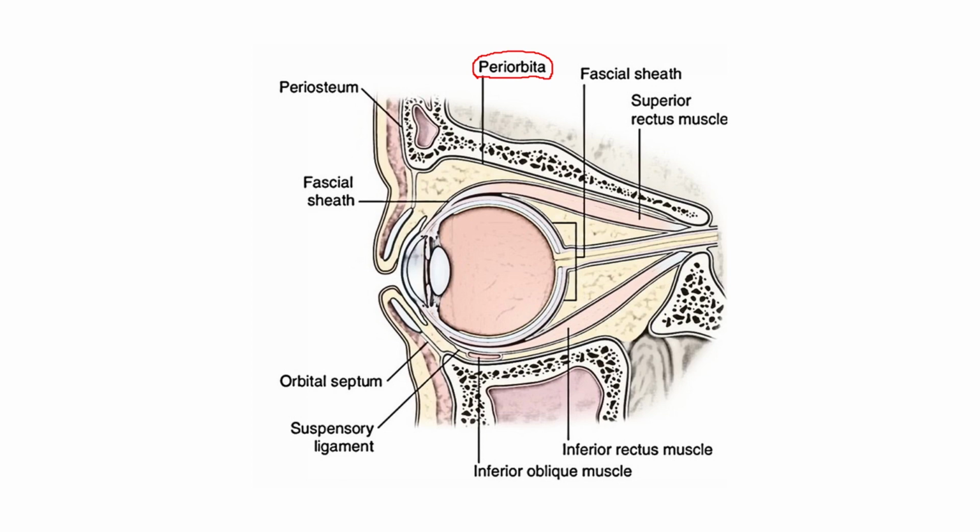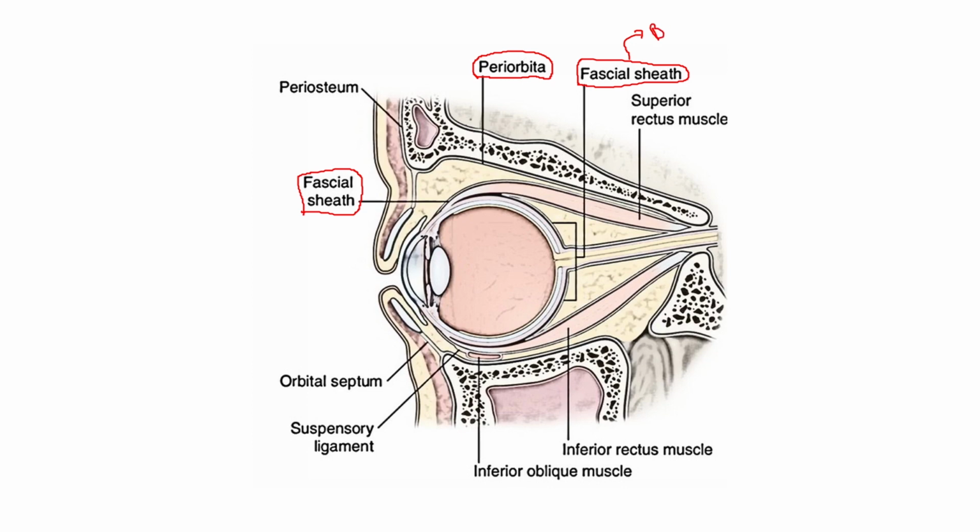Now the second structure that makes up the orbital fascia is the fascial sheath. So what's the fascial sheath? And you may notice there's 2 of them actually. So the reason is there's a fascial sheath that goes over the sclera of the eye, and there's a fascial sheath that goes over the extraocular muscles. Now the one that goes over the eye has 2 other names.